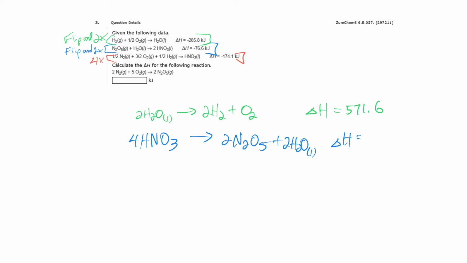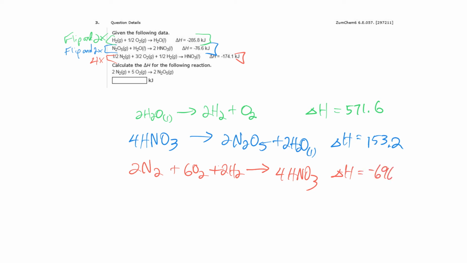For the second equation, the value of delta H is also flipped and doubled, so it's made positive, and double the magnitude of a negative 76.6 is 153.2. Lastly, we're going to quadruple the coefficients in the third equation. We will also quadruple the value of delta H, but don't flip the sign because you didn't flip the reaction around.